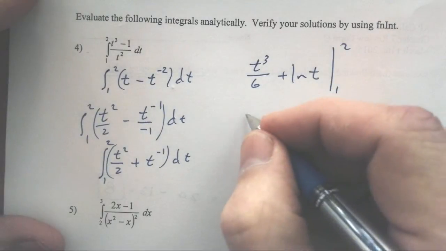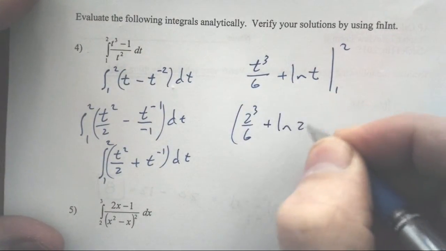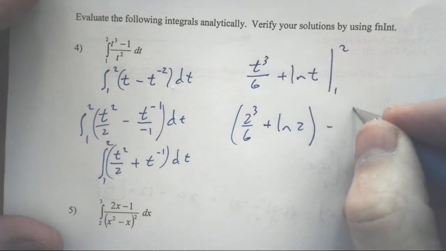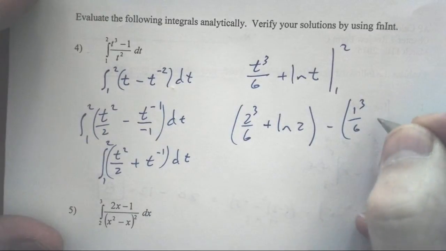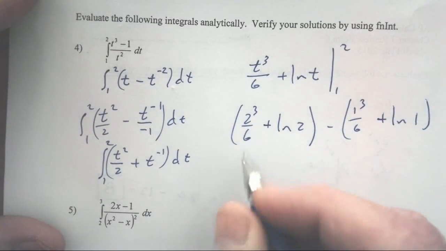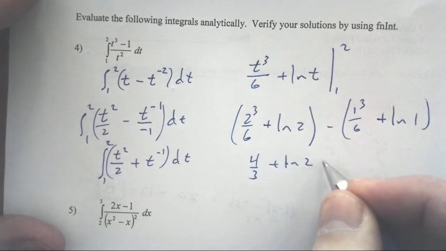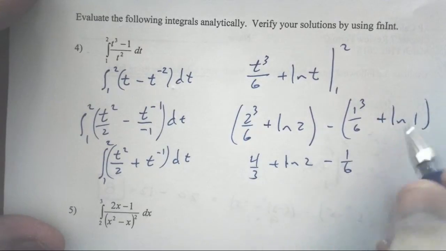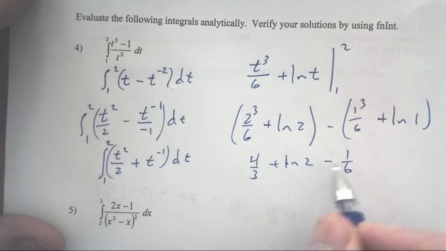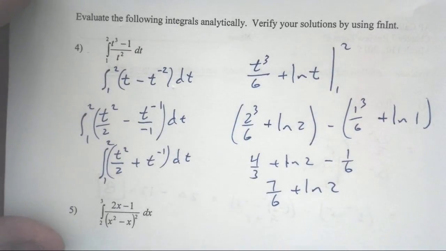So we get 2 to the third on 6 plus ln 2 minus 1 to the third on 6 plus ln 1, or 8/6, 4/3, plus ln 2 minus 1/6. The exponent that turns e into 1 is 0, so this is 8/6 minus 1/6, 7/6 plus ln 2.